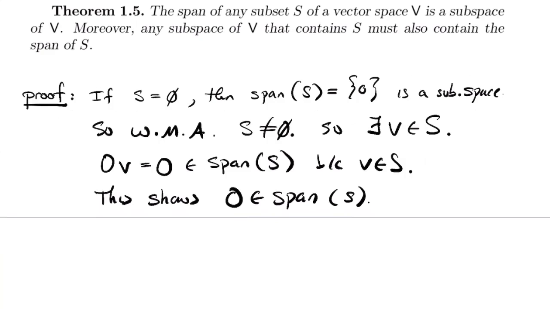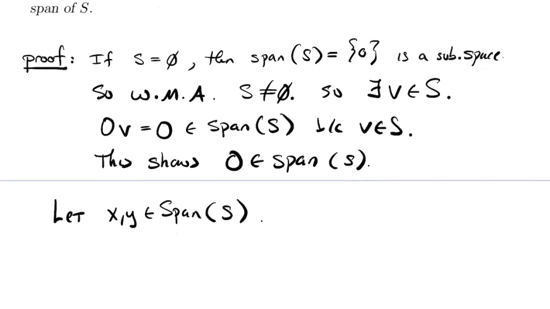The second condition is the closure under addition. So I need to take two vectors. Let me call them X and Y, just like in the definition. So take two vectors in the span of S. All right, my goal is to show that the sum is in the span of S. So we have to write down, well, what does it mean to be in the span of S?